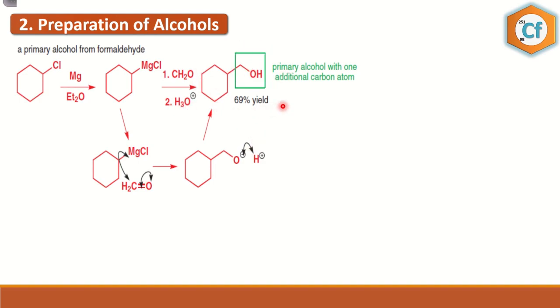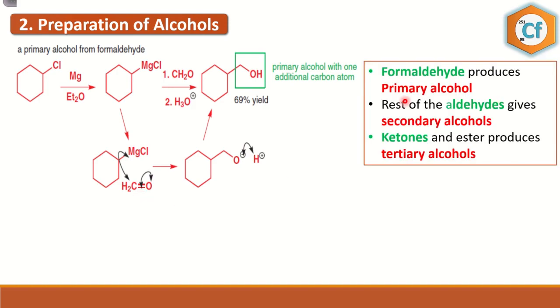So one thing you need to remember: if we want to prepare a primary alcohol from a Grignard reagent, then we have only one option. We have to treat it with formaldehyde. So if we're using formaldehyde only, then we'll be able to obtain a primary alcohol. Here I have written formaldehyde produces primary alcohol. So in case in your conversion you need to prepare a primary alcohol, use formaldehyde. In case you need to prepare a secondary alcohol, then an aldehyde would be the best option. Otherwise, a tertiary alcohol can be prepared with the help of a ketone or even esters.